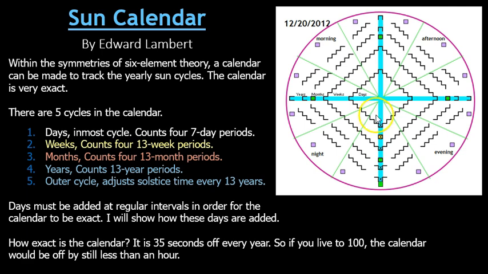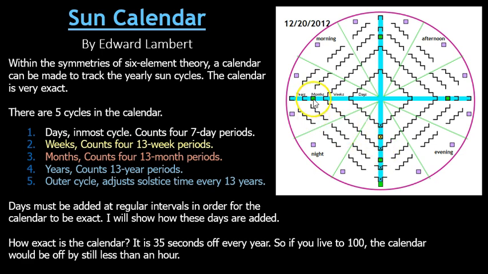Then you have the next cycle, which is the weeks. For every 7-day period, this one counts a mark. So you have 13 weeks through here, another 13 weeks, another 13 weeks, another 13 weeks. So 4 of these cycles become 52 weeks, which is 1 year. So this week cycle, once around, is 1 year.